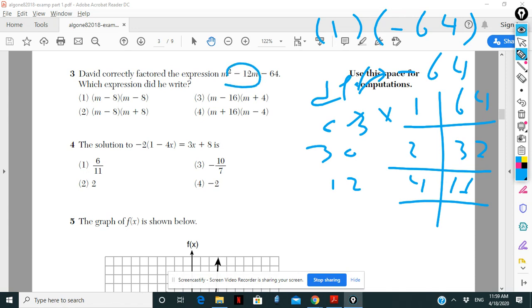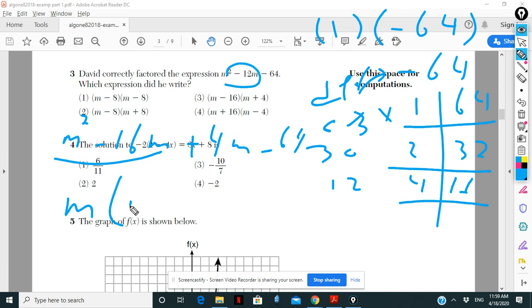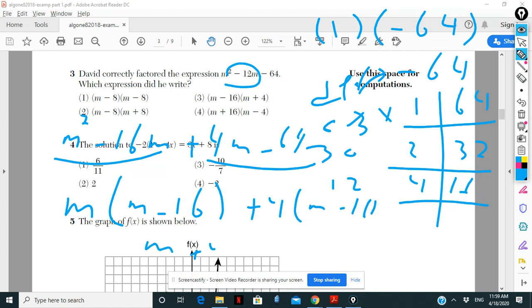So what does it mean? m squared minus 16m plus 4m minus 64. Here the common factor is m, so I have m minus 16, and here the common factor is 4, so plus 4 times m minus 16. So I got m plus 4 times m minus 16. That's the one I'm looking for, so the answer is 3.